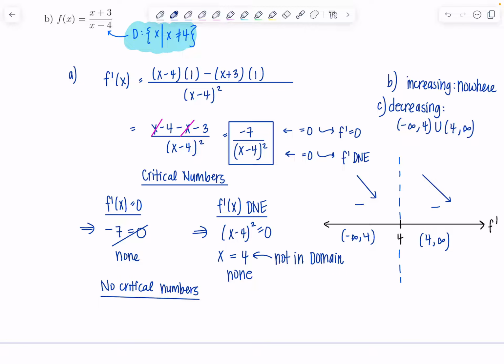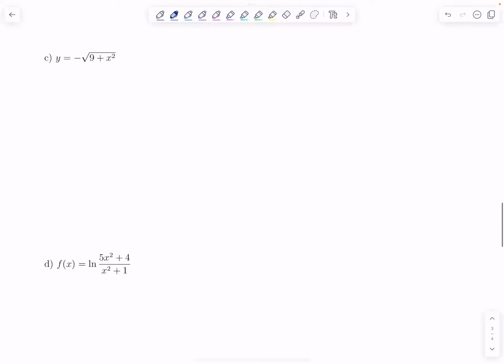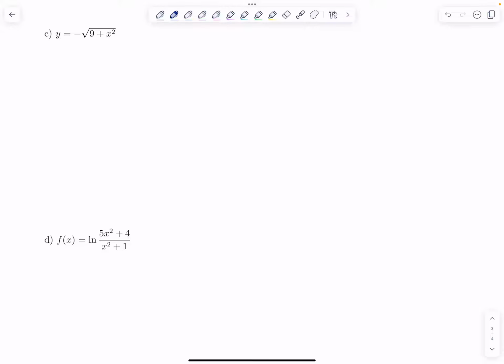We got it? Okay. You have to be always mildly paranoid in math that there's some minor detail that you've overlooked, so you don't make careless mistakes. Okay, next one, y equals negative square root of 9 plus x squared.